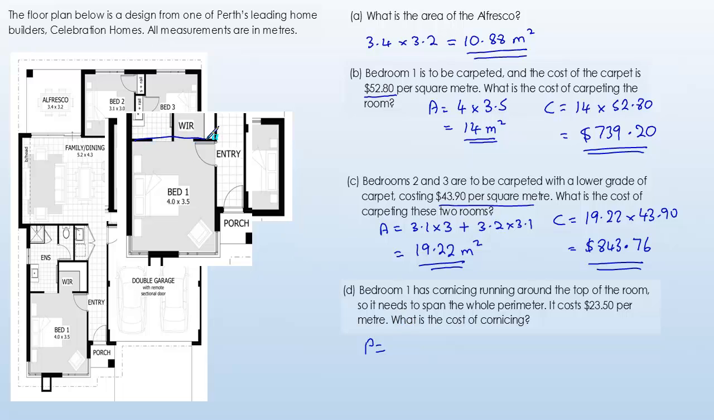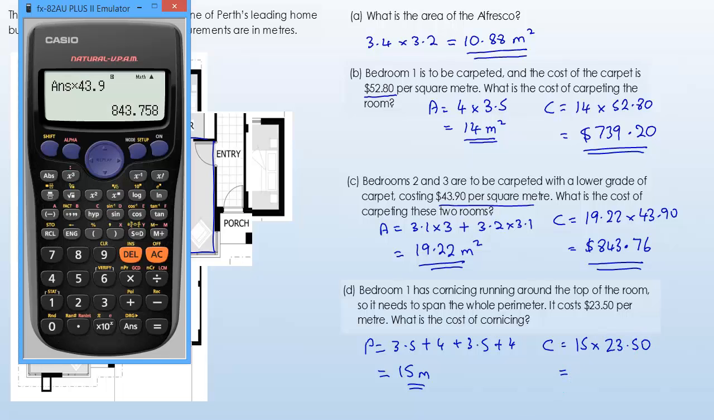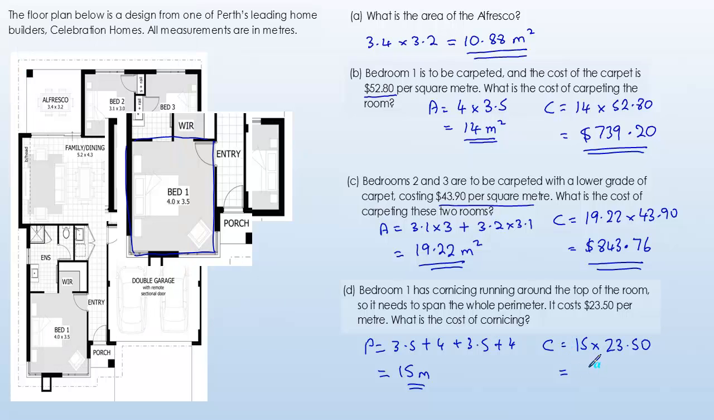So if we walk along there, that one's 3.5, and then 4, and then 3.5, and then 4. And if we add that up, that comes to 15 meters. So the cost is going to be 15 multiplied by 23.50, and that is $352. And again, not just 0.5, 50 cents.